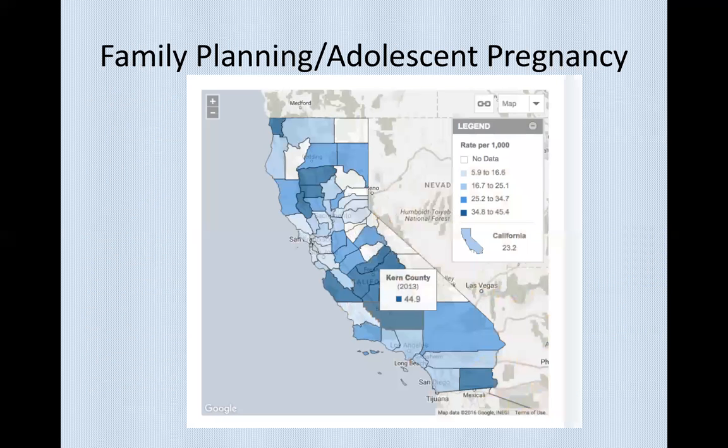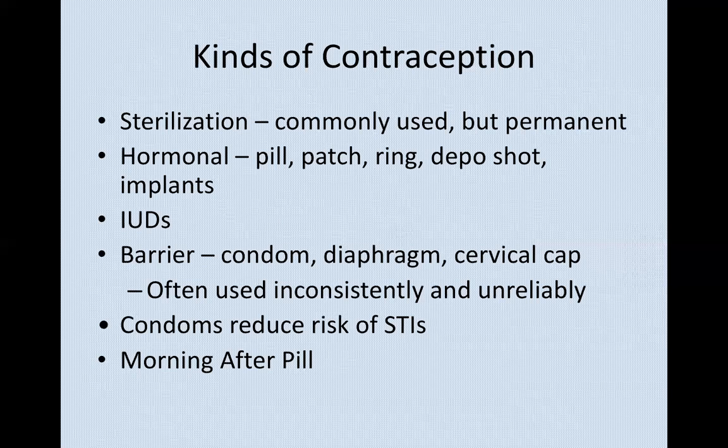So let's talk about adolescent pregnancy and teen birth rates. We have one of the highest teen birth rates in California. We're up there. So that means that we also have probably a higher infant mortality rate because we also have a lot of teen births. A lot of times people don't know about contraception, and you heard that family planning is really important in order to reduce low birth weight, okay? So family planning is key.